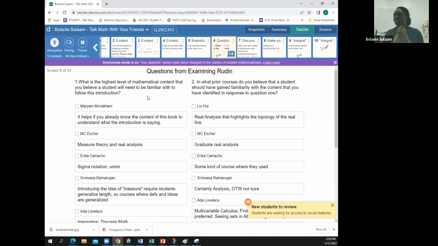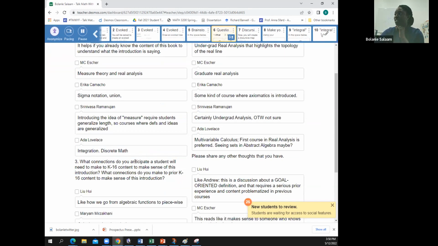But what I want you all to think about is what are the parts that they are assuming? The measurability part is the subject of the chapter that comes right after. When I see real analysis, are we talking about graduate level or undergraduate level? Okay, sigma notation, unions, introducing the idea of measure requires some generalized length. So courses where definitions and ideas are generalized, awesome. Integration, discrete math, got it. Those are collegiate level classes, awesome.